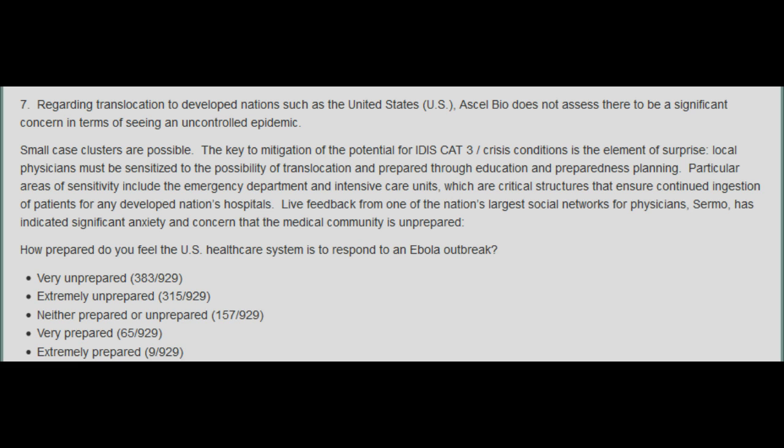Live feedback from one of the nation's largest social networks for physicians, CERMO, has indicated significant anxiety and concern that the medical community is unprepared. So they did a survey of 929 medical professionals, and this is what happened. How prepared do you feel the U.S. healthcare system is to respond to an Ebola outbreak?